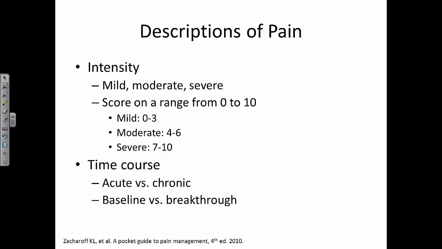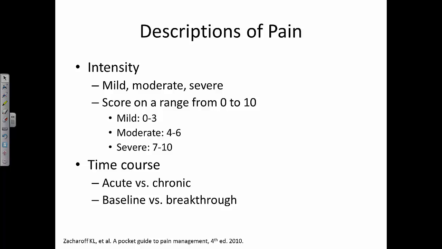So getting into some of the descriptions of pain, and these are things that you'll frequently see documented in a patient's chart. So the intensity, is the pain mild, moderate, or severe? You can also ask the patient to give you a score on a range from 0 to 10, with 0 being no pain and 10 being the absolute worst pain that they can imagine. We typically define mild pain as a score of 0 to 3, moderate pain as a score of 4 to 6, and severe pain as a score of 7 to 10.